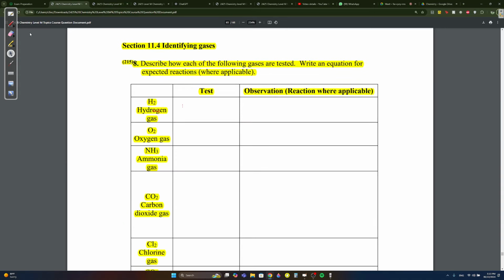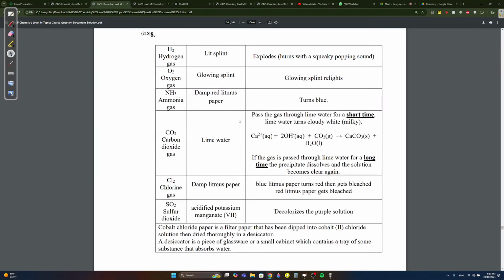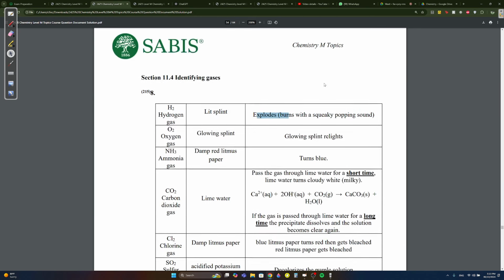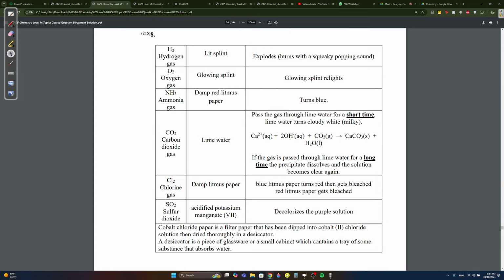Describe how each of the following gases is tested. I'm just going to show you the solution. You need a lit splint for hydrogen because the lit splint explodes. Hydrogen will explode. And oxygen will give you a glowing splint because it relights. A glowing splint always relights.